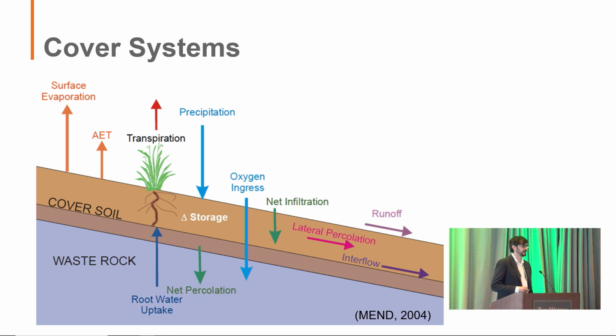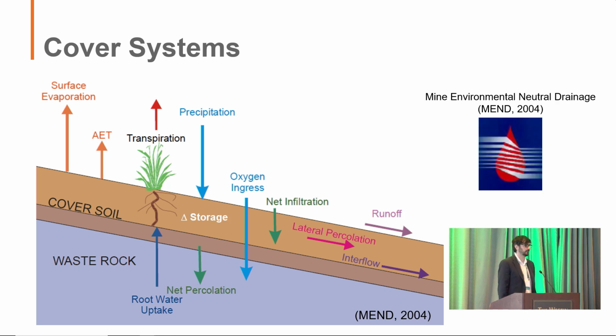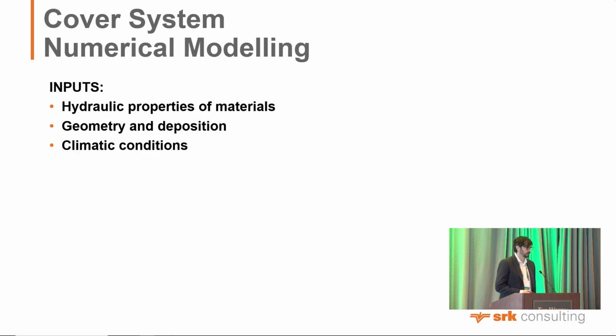You will see from this scheme that we have a lot of arrows, meaning there are a lot of variables as inputs and outputs of our system. And using the guidelines of MEND and INAP, we will try to understand how to have a best-performing cover. So, going straight to our work, we do numerical modeling.